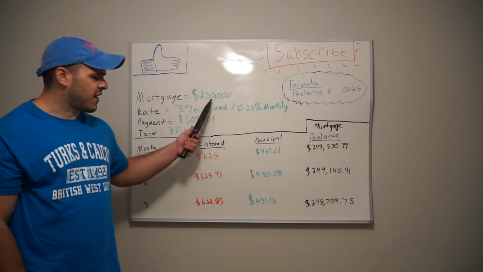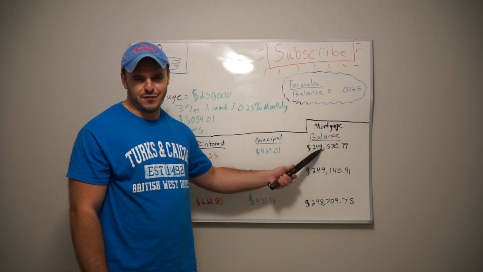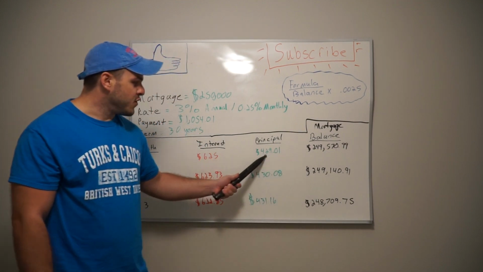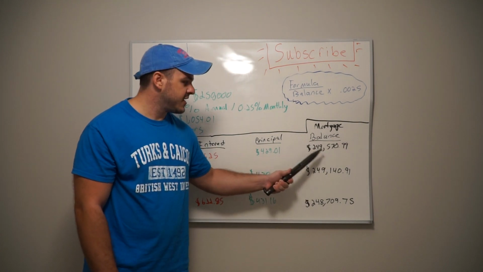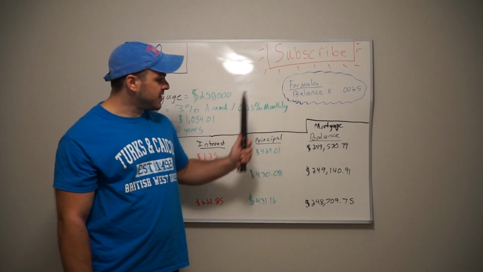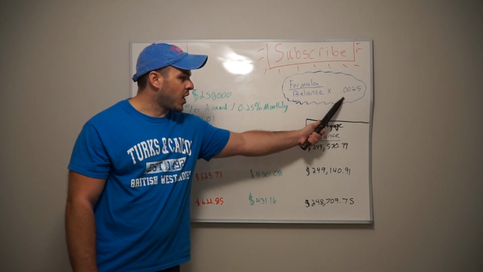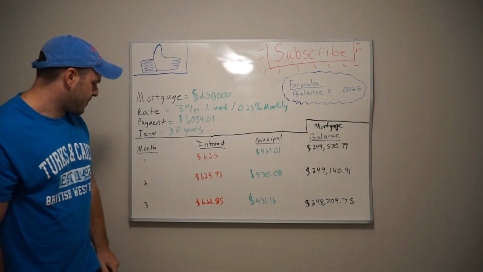Are we paying interest on the $250,000 or are we paying interest on this number? We're paying interest on this number, okay? You've already made a small principal payment and you've reduced your debt balance to this number. So now you go back to your formula and you say, okay, what is my current balance? And you multiply it by the monthly rate. So let's see what happens.